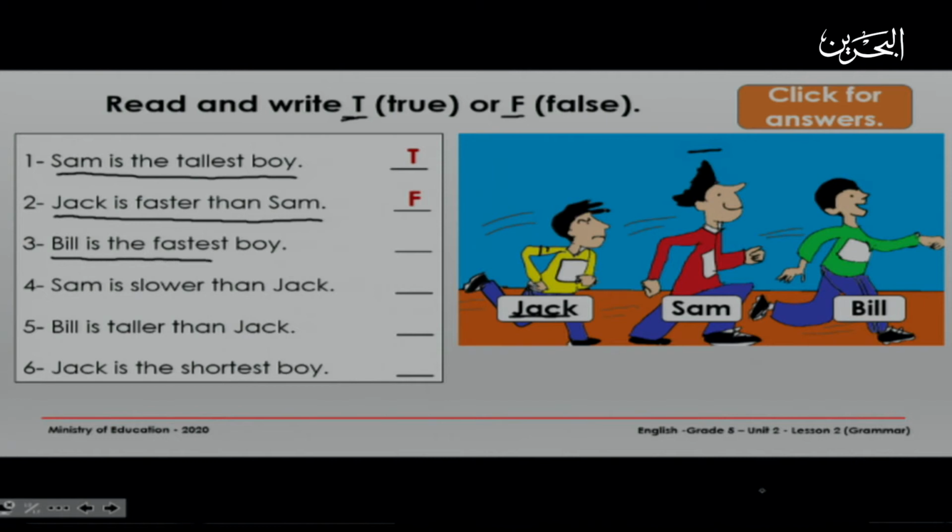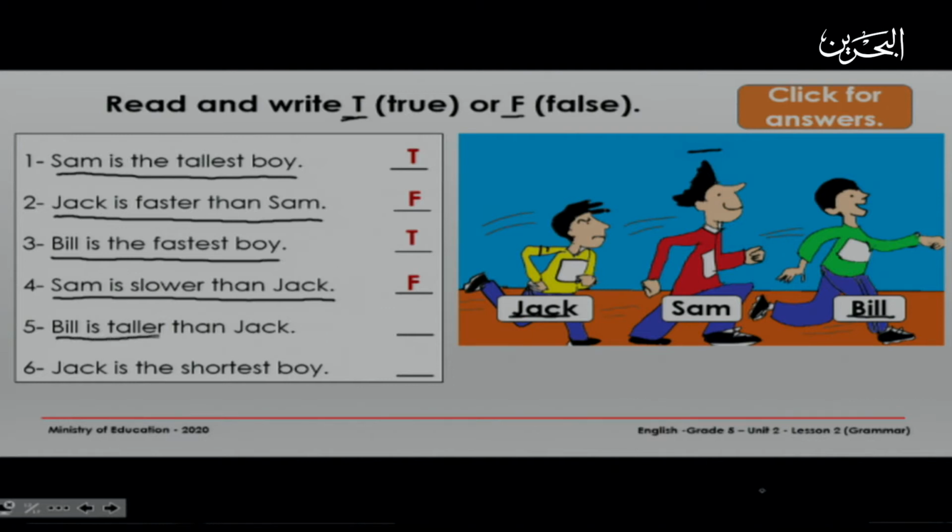Number 3. Bill is the fastest boy. Where's Bill? Is he the first one or the last one? True. Excellent. Number 4. Sam is slower than Jack. Where's Sam and Jack? Is Sam slower than Jack? What do you think? It's false. Very good.